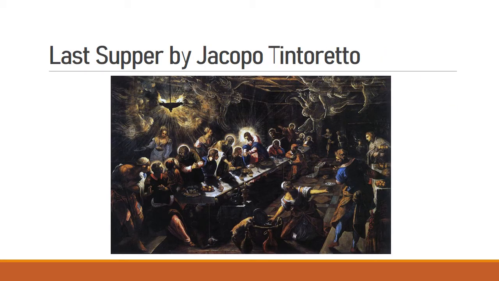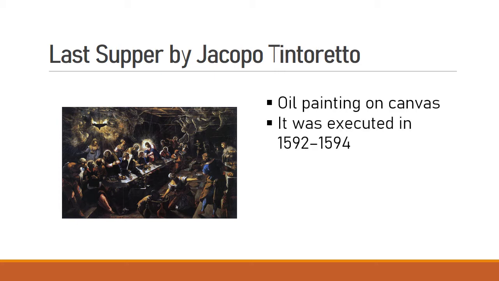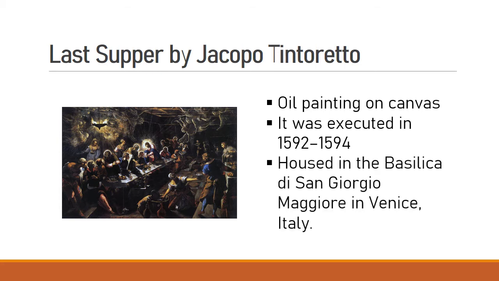So let us now move to Jacopo Tintoretto's version of the Last Supper. This is his painting. Jacopo Tintoretto's version of the Last Supper is an oil painting on canvas. It was executed in 1592 to 1594, and it is housed in the Basilica di San Giorgio Maggiore in Venice, Italy.